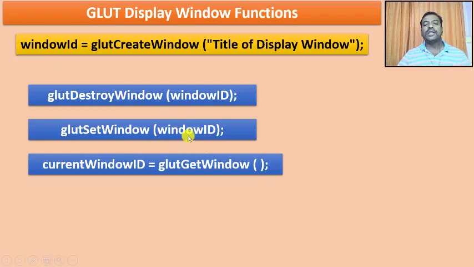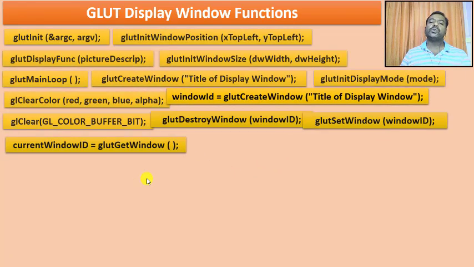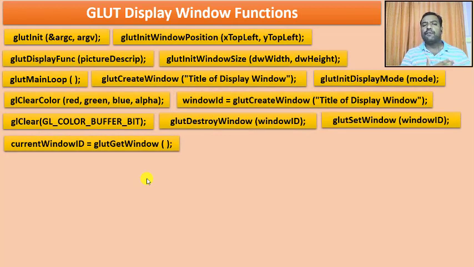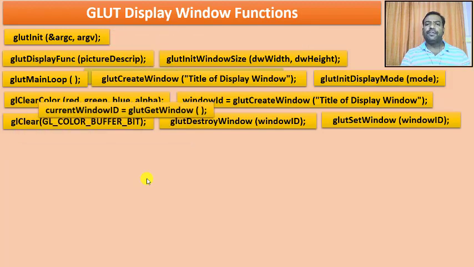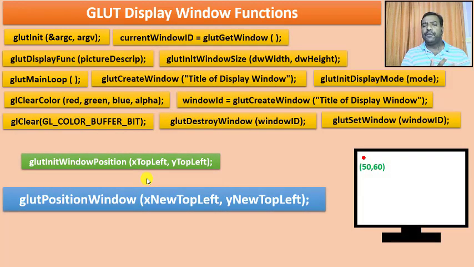This is going to set whatever ID you pass as a parameter as the current window. And if you want to know which is the current window, just use the API glutGetWindow. This will return the reference of the current window, whichever is currently in the foreground. And this is how we use the create window APIs and a few functions to manage the display window. Now with these APIs, just look at the window position that I already added.